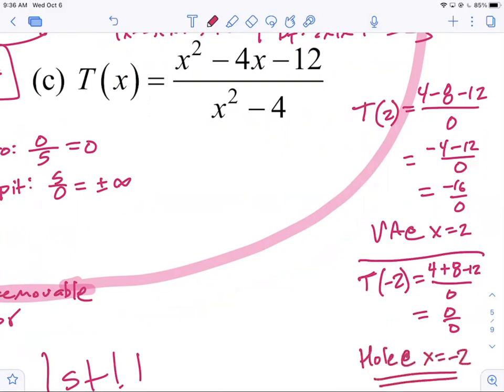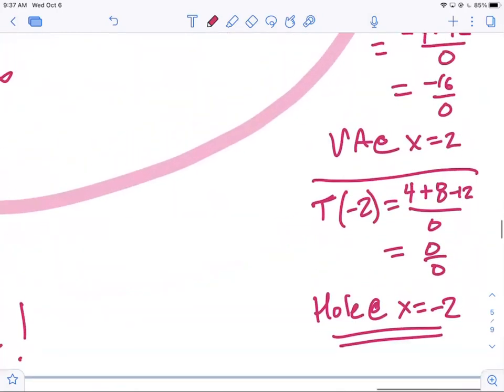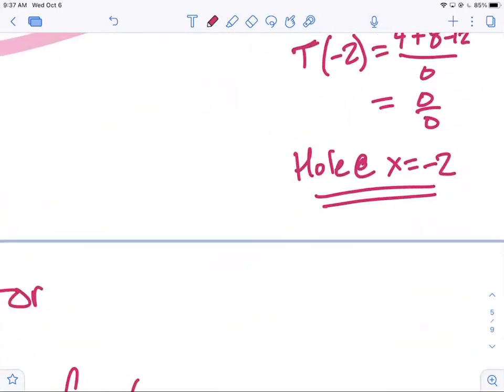But wait. We can do better than just saying a hole at negative 2, can't we? If it's a hole, it's a point discontinuity. And if it's a point, it had originally not just an x value, but also a y value. How are we going to find that y value? Factor, divide out, and plug into what's left. Now, because negative 2 caused a 0 in the top, it's a root. Guess what the corresponding factor then is?